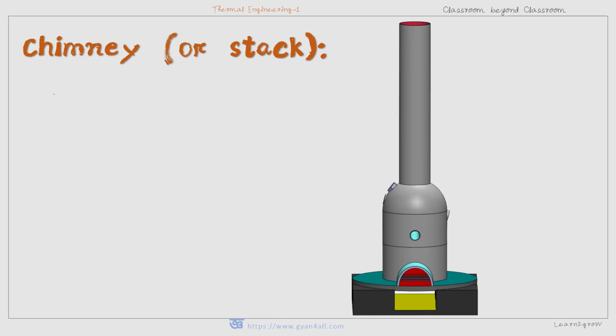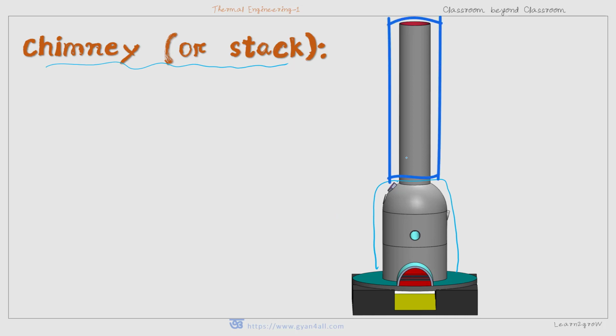Now coming to chimney or stack. So up to this is called the furnace. And from the top of the furnace, there is a chimney. So what is a chimney? Chimney is the passage for flow of products of combustion from the combustion chamber or furnace to the atmosphere. Whatever product of combustion is produced inside this furnace, it will go through this chimney and it will go to the atmosphere for dispersion of the pollutant or smoke.